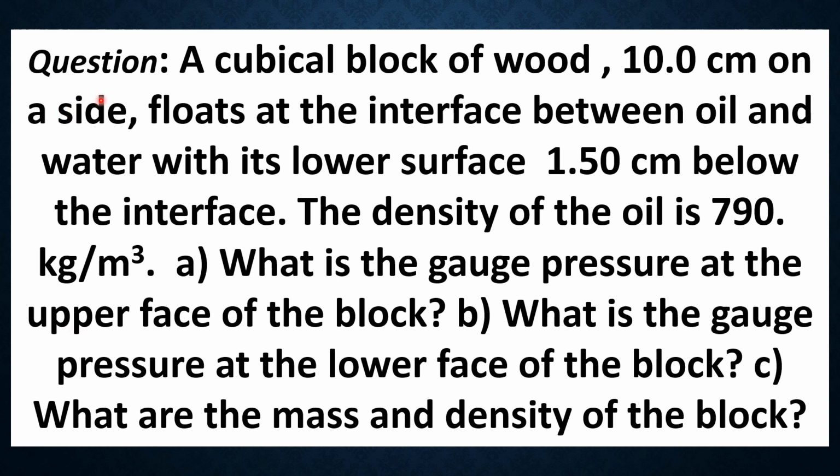The question is, a cubical block of wood 10.0 centimeters on a side floats at the interface between oil and water with its lower surface 1.50 centimeters below the interface. The density of the oil is 790 kg per meter cube. Question letter A. What is the gauge pressure at the upper face of the block? Question letter B. What is the gauge pressure at the lower face of the block? And question letter C. What are the mass and density of the block?